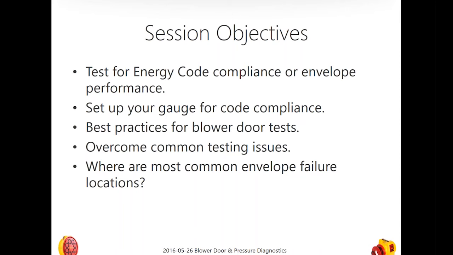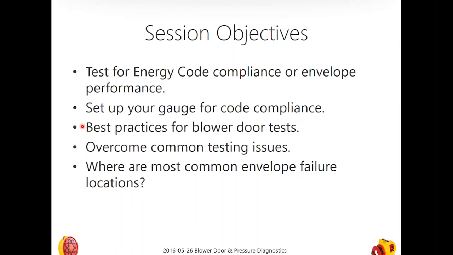So with that in mind, let's go through the session objectives. First one is that we're going to be talking about testing for energy code compliance or envelope performance, which is obviously a very big deal throughout the United States over the last year or two. The energy code has changed significantly in many states, and Joe is going to be talking a little bit about that. So once we talk about how that works and why that's important, then we're going to move on to setting up your gauge for code compliance and a little bit more about the gauge. The gauge that we're going to be talking mostly about is the DM32.